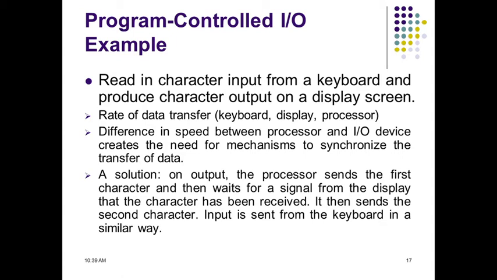On output, the processor sends the first character, then it waits for a signal from the display that the character has been received. It then sends the second character and so on. So this is the simple solution. Normally, on output, the processor first sends the first character, then it waits for a signal from the display device that the character has been received. Then it sends the second character and so on.